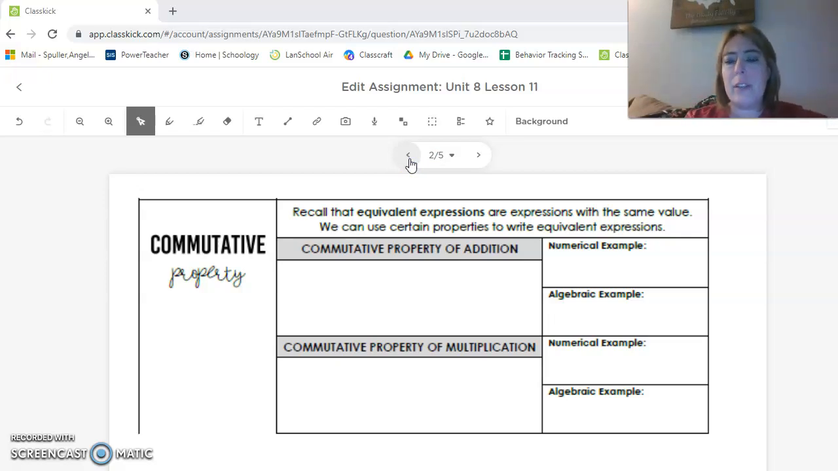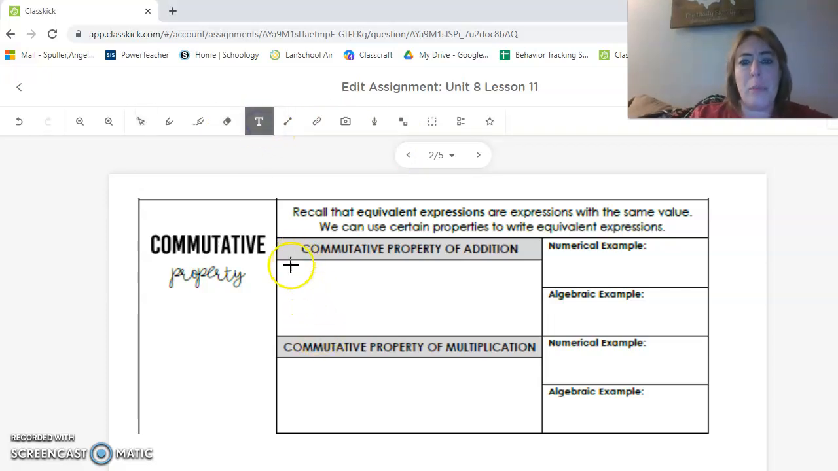So by the end of this lesson, you should be able to find an equivalent expression using the commutative property. So remember, equivalent expressions are expressions with the same value. Just like an equivalent fraction, they are equal, they just look different, right? We can use certain properties to write the equivalent expression.